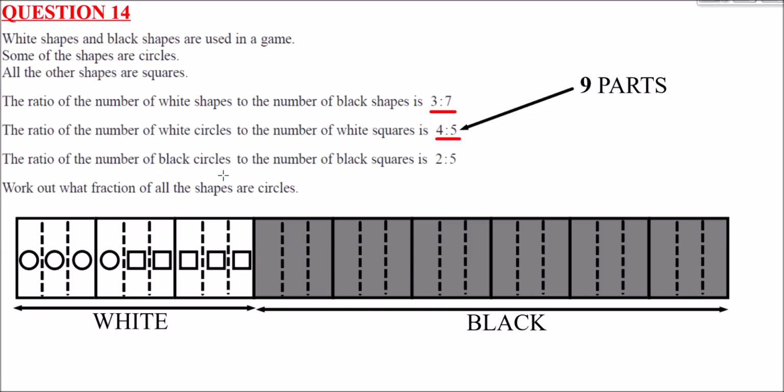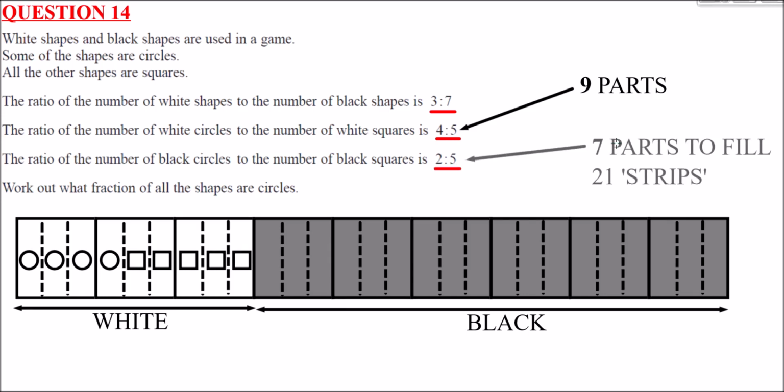We now move on to the black shapes. The ratio of black circles to black squares is 2:5. Now this here is 7 parts, but here we've got 21 black strips to fill in. Now one way you could think about it is 2 plus 5 is 7 parts, but we've got 7 squares. So thinking in terms of either strips or complete squares, we essentially want 2 big squares to be represented by black circles, and 5 of these big squares to be represented by black squares.